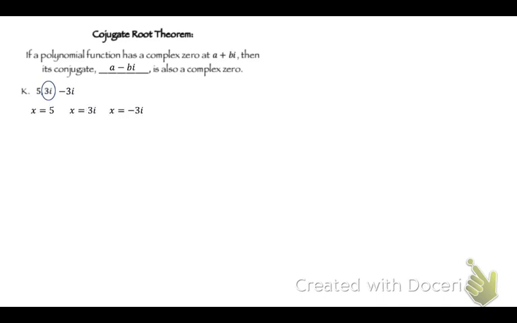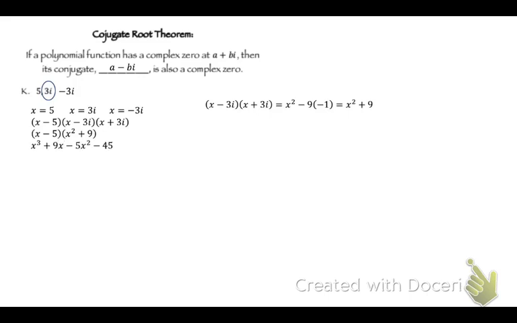So I'm going to have x equals 5, x equals 3i, and x equals negative 3i. So that's x minus 5, x minus 3i, x plus 3i. We can multiply those parts out, and you get, sorry, I'll go through those steps. So you get x squared plus 3ix minus 3ix minus 9i squared. Now those 3ix's are going to cancel each other out. i squared equals negative 1, so that's going to be x squared plus 9. Then we multiply that x minus 5 in, and you get x cubed minus 5x squared plus 9x minus 45.